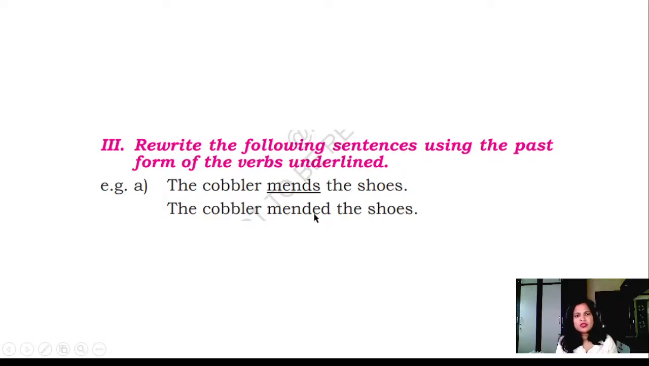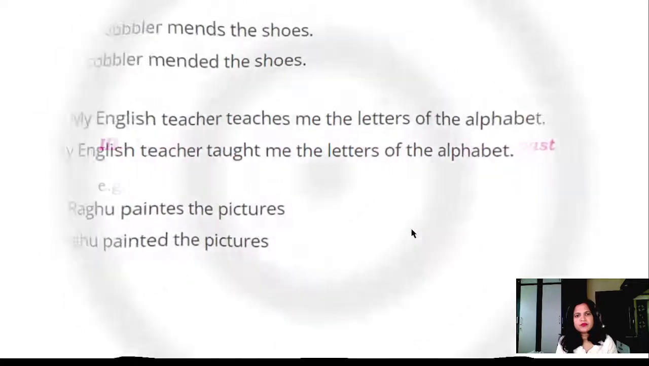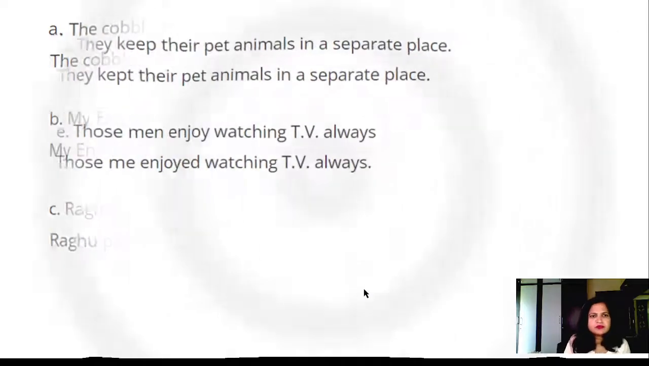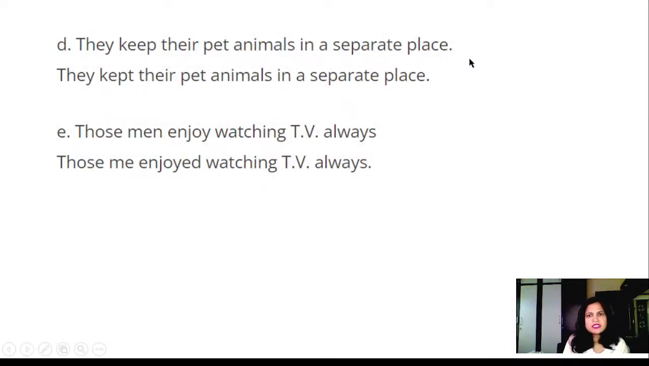The cobbler mends the shoes. The cobbler mended the shoes. B. My English teacher teaches me the letters of the alphabet. My English teacher taught me the letters of the alphabet. C. Raghu paints the pictures. Raghu painted the pictures. They keep their pet animals in a separate place. They kept their pet animals in a separate place. Those men enjoy watching TV always. Those men enjoyed watching TV always.